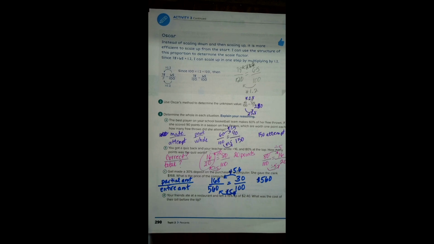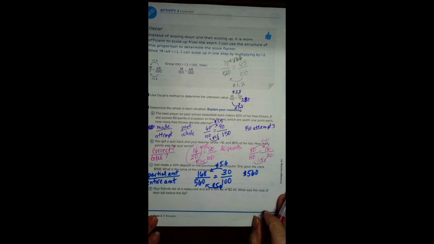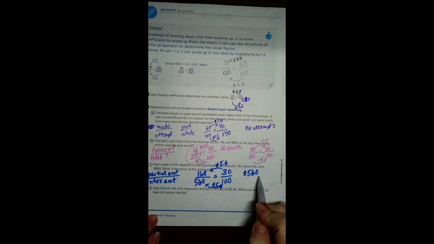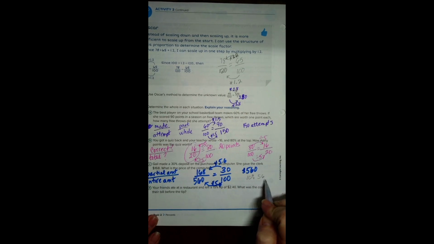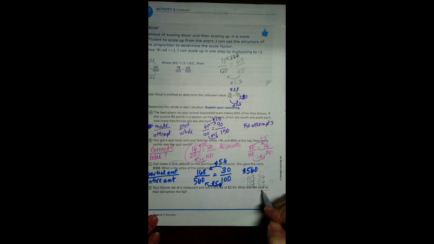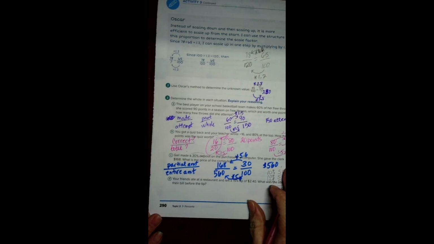I just want to kind of check this with benchmark percents. Let's think about this. If the total was $560, what's 10% of 560? 56, and it said 30%. So what would that be 3 times? There would be 3 of them. So 56, 56, 56, add those up, we would get 18, 5, 10, 15, plus 1 is 16, 168. So we know we're correct. So see, you can go back then and double check your work using benchmark percents.